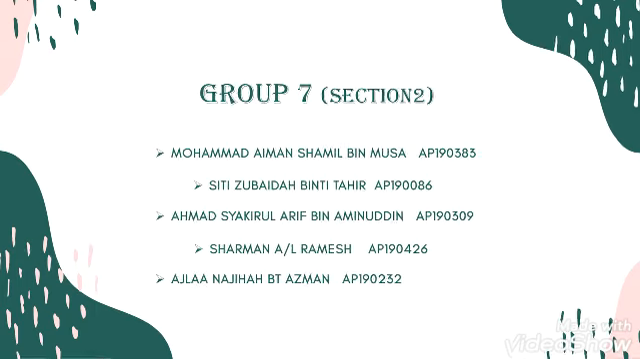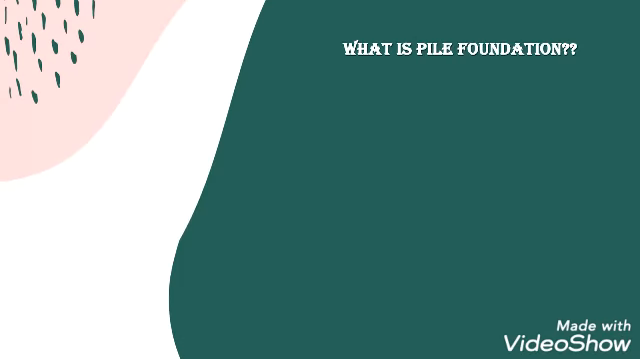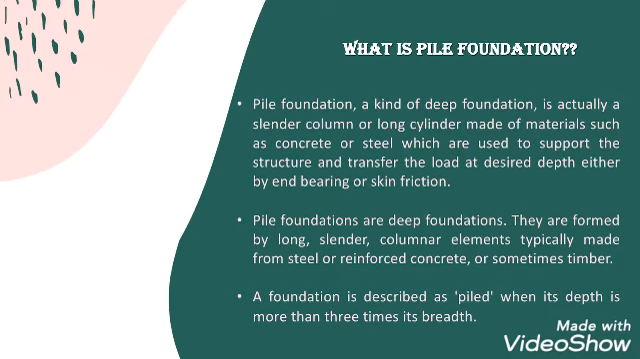Okay, first, what is pile foundation? Pile foundation, a kind of deep foundation, is actually a slender column or long cylinder made of materials such as concrete or steel, which are used to support the structure and transfer the load at desired depth either by end bearing or skin friction.